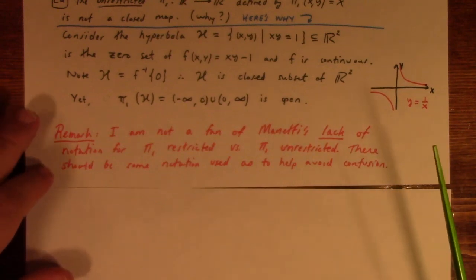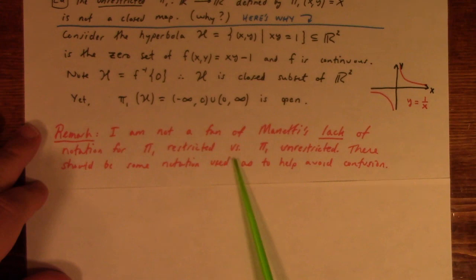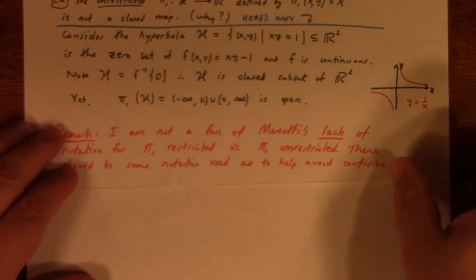Anyway, as I was saying, I am not a fan of Munkres' lack of notation for pi 1 restricted versus pi 1 unrestricted. There should be some notation used, as there is certainly a potential for confusion here.